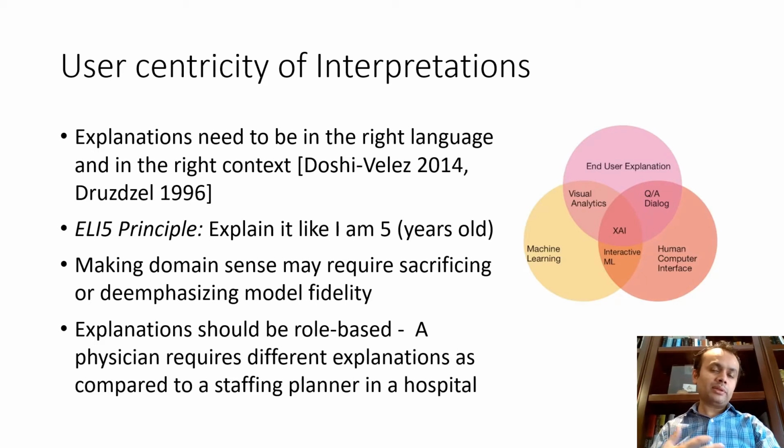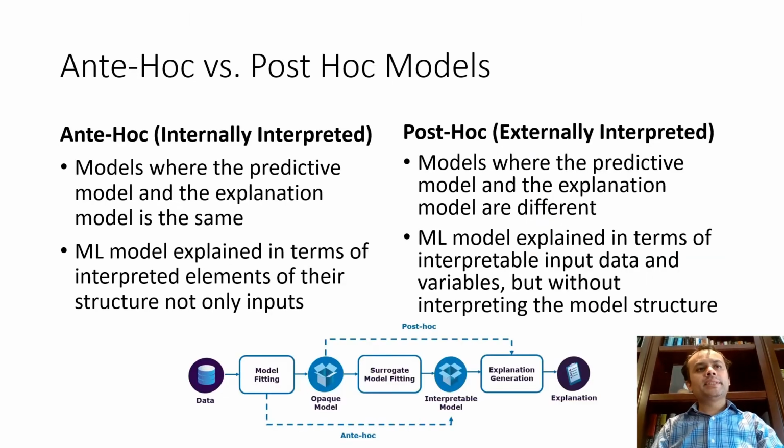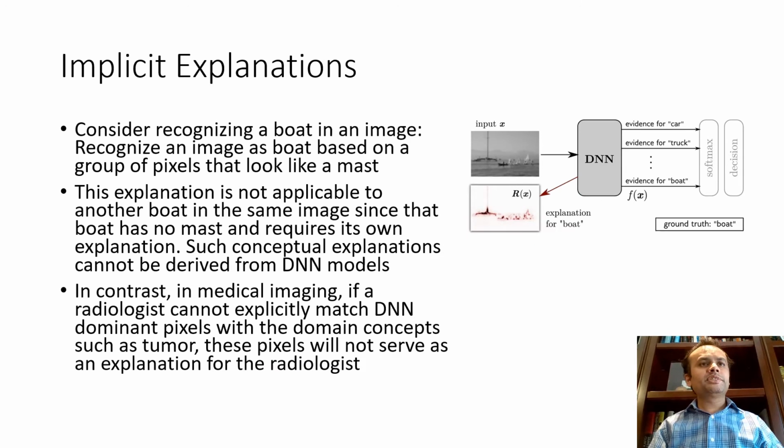So think about the earlier example from physics that we talked about. Another important distinction is ante-hoc versus post-hoc models. That is, differences in terms of explanations where the model's prediction and the model structure itself are the same versus whether they are different. Now we consider implicit explanations.